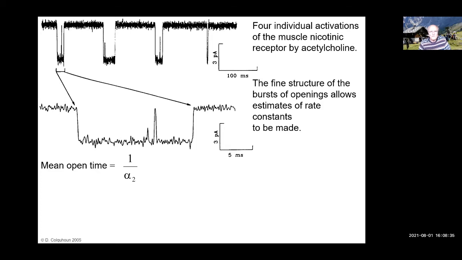So we have a record like this, which has openings with short interruptions in them. If you blow up that one, for example, you have at least two openings during this burst. If this is a real, very brief shutting, then you'd actually have three openings during that burst. This is a problem of the idealization of the record into a list of open and shut times, whether you count this or not.